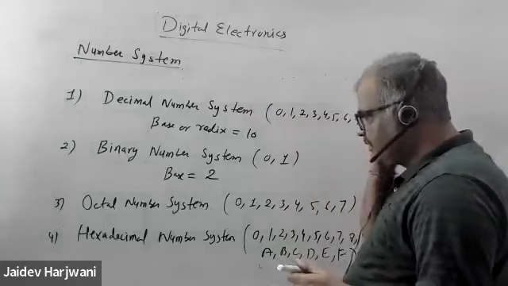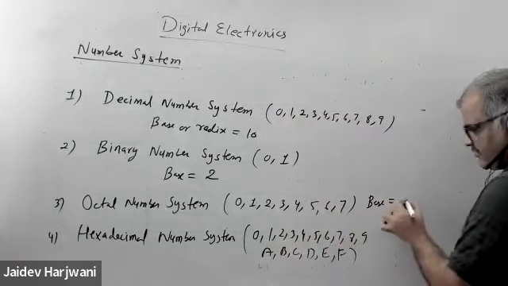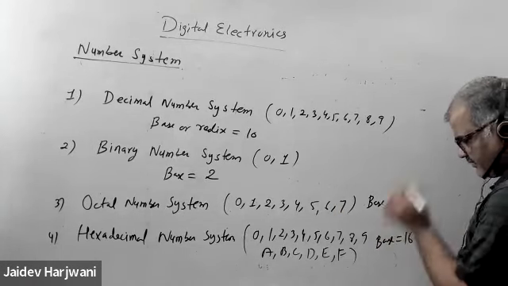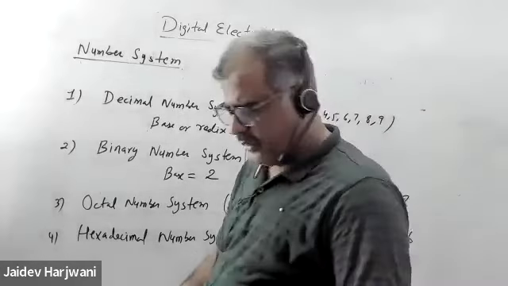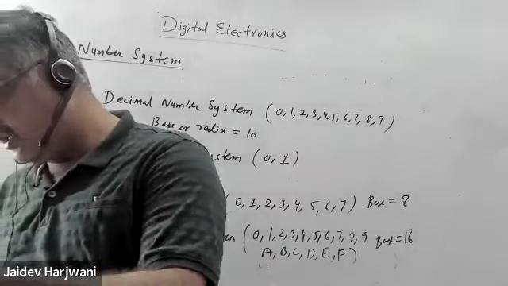So the base of the octal number system is 8. The base of the hexadecimal number system is 16. Now, what do we mean by this base? Let me give you an example.